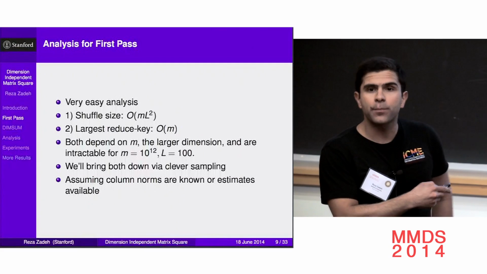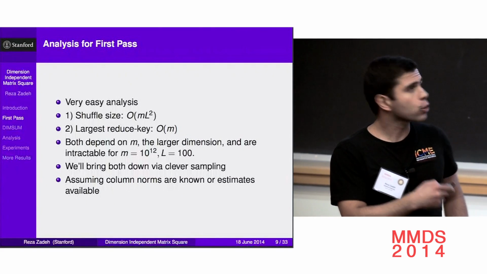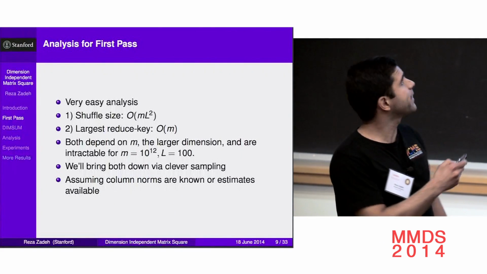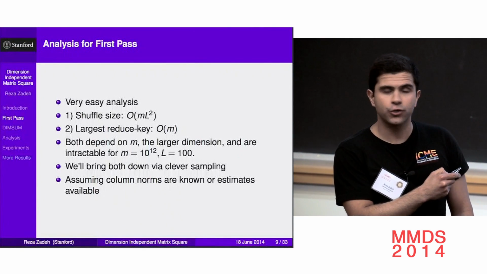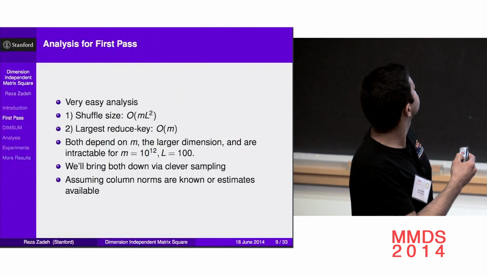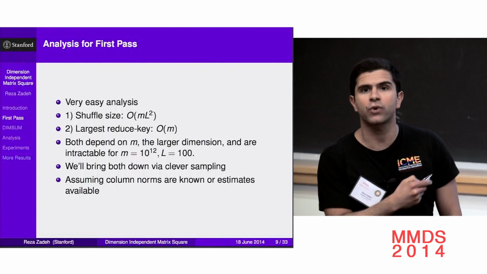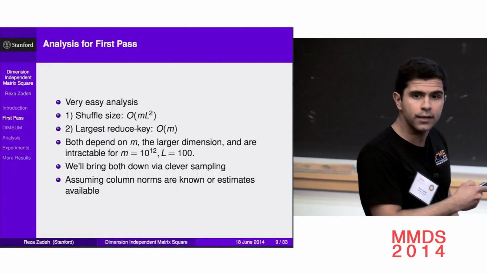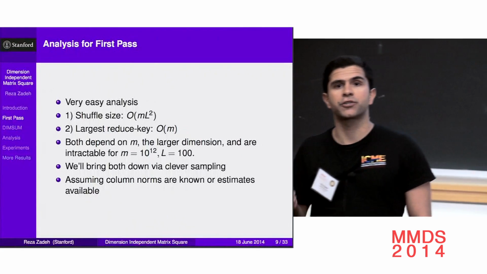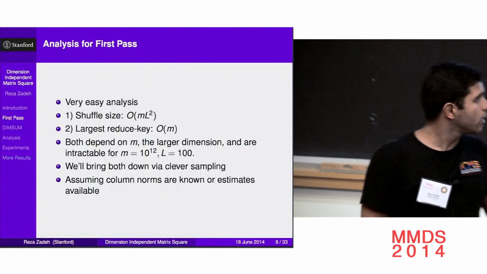But apart from that, apart from computing the column norms, the rest of the computation is actually going to end up being independent of m. Okay? So that's why the whole thing is called dimension-independent matrix square, because apart from a part that you might have computed already, the rest of the computation is independent of the larger dimension. Okay?